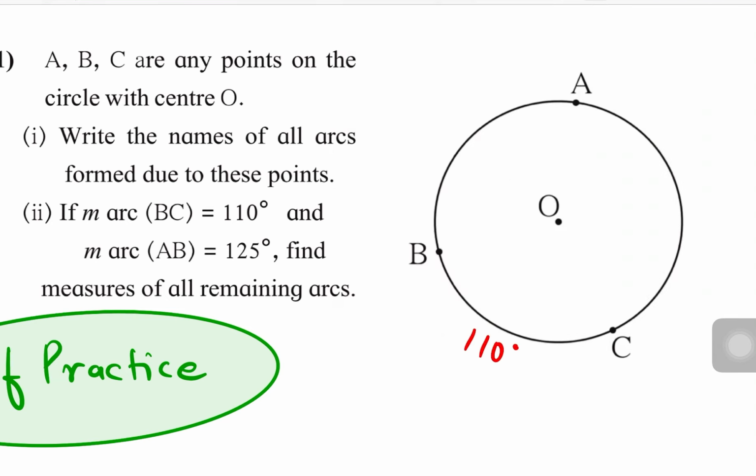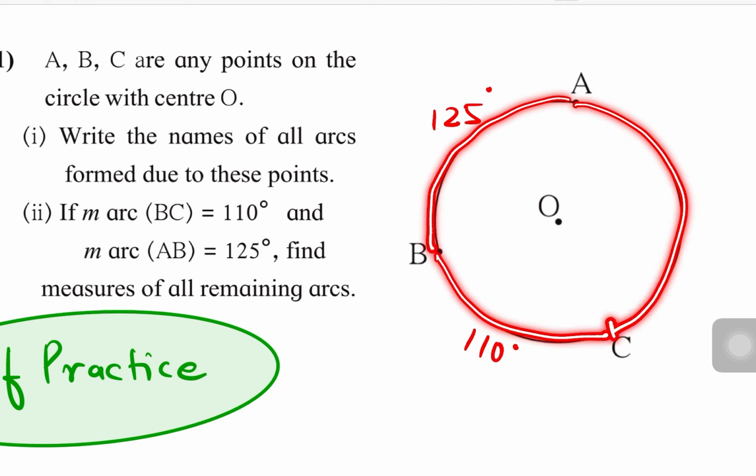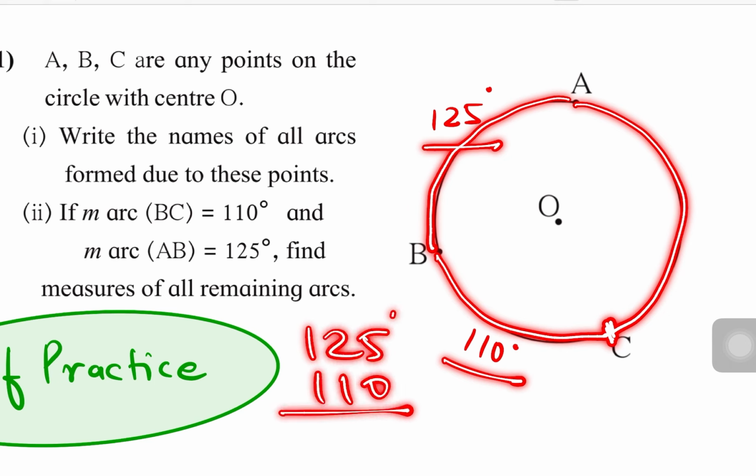Measure arc AB is equal to 125 degrees, है ना. यहाँ पे you can say arc AB plus arc BC plus arc AC is equal to 360 degrees. The reason will be arc addition property, right? उसमें 125 plus 110. Now 125 plus 110 is equal to how much?